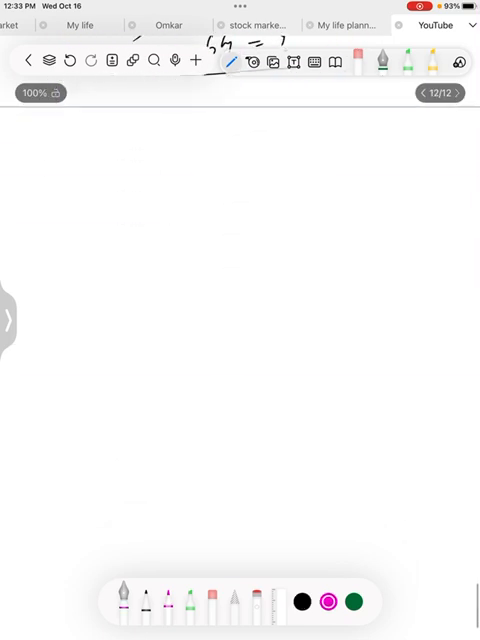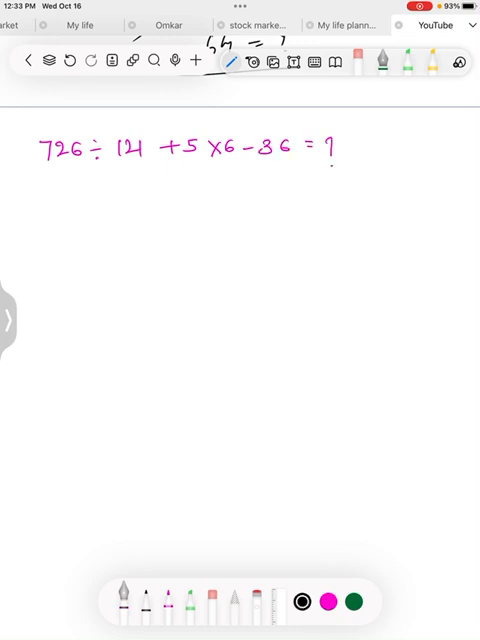726 divided by 121 plus 5 into 6 minus 36 is equal to question mark, right? So how to solve this one? We can just quickly write in this way. Okay, first solve this. So here it is not dividing by 2 or 3, right? If you go for 6, it is getting divided by 6.